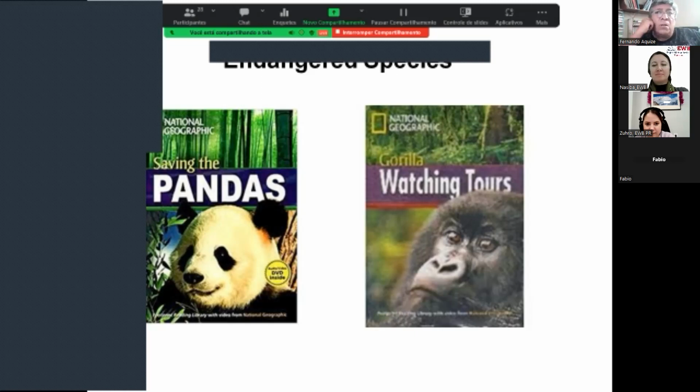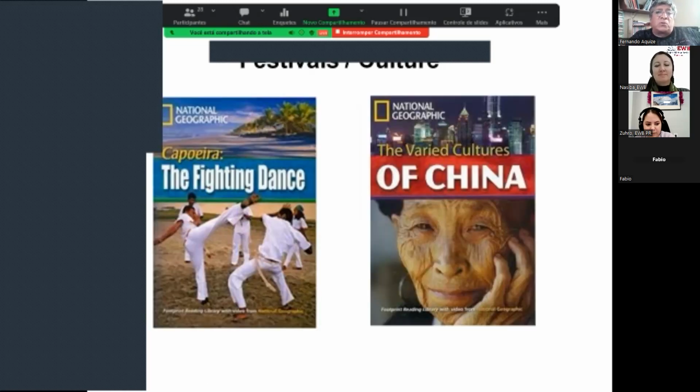I mean, the level to use these is, I would say, low intermediate to intermediate. Okay, and if the child has that level, he'll love them for sure. But yeah, I agree 100%. Right? I love animals. I've always loved them. Another topic: festivals, culture. In this case, we have something about Brazil, capoeira, the fighting dance. The very cultures of China.